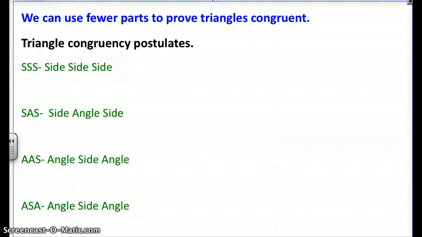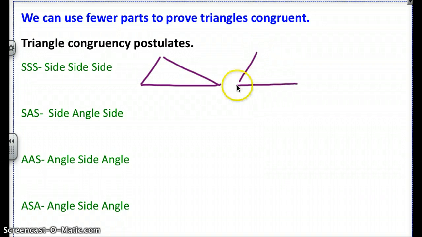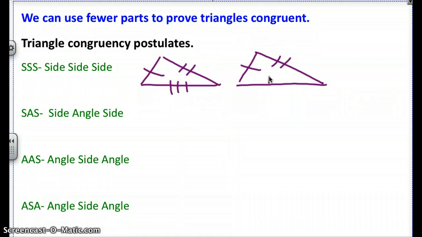Those are called the triangle congruency postulates. The first one is SSS. The S's stand for side, side, side. So if I had 2 triangles drawn and all I had marked were 3 sets of congruent sides, then I can say those 2 triangles are congruent by SSS.